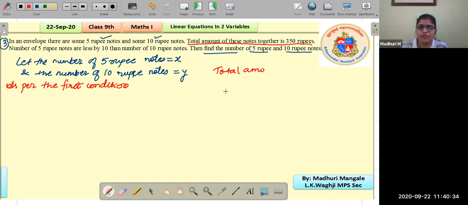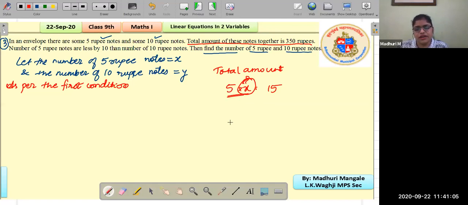Suppose, for example, if there are some 5 rupee notes with me, and let's say the total amount with me is rupees 15. So how many notes would be there? 5 times something should be equal to 15, right? So we divide, and dividing, we get the number of notes. That means we have to multiply the number of notes with 5, correct?